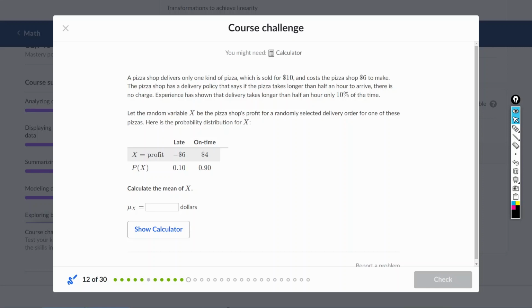A pizza shop delivers only one kind of pizza, which is sold for $10. It costs the pizza shop $10 to make. The pizza shop has a delivery policy: if the pizza takes longer than half an hour to arrive, there's no charge. Experience has shown that deliveries take longer than half an hour only 10% of the time. Let the random variable x be the profit. Here's the distribution. Calculate the mean of x.